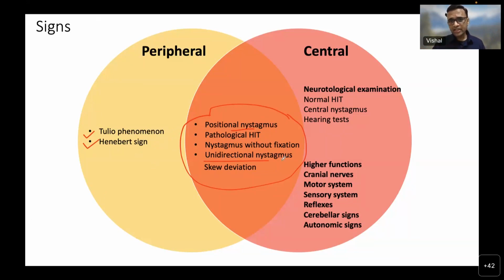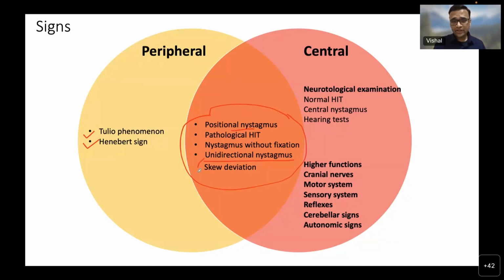Then comes unidirectional nystagmus. Unidirectional nystagmus can also be seen in central etiologies. I have some cases which I am going to present. But the most important thing to remember in unidirectional nystagmus is whether it follows Alexander's law. Only peripheral vestibular nystagmus will follow Alexander's law, but it is not followed in central. So that is a very important clue.